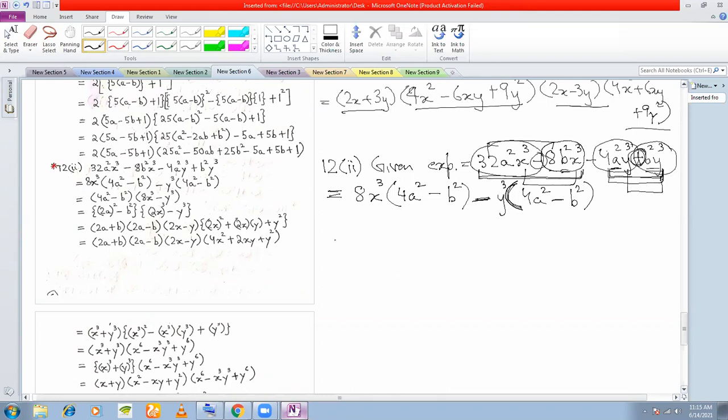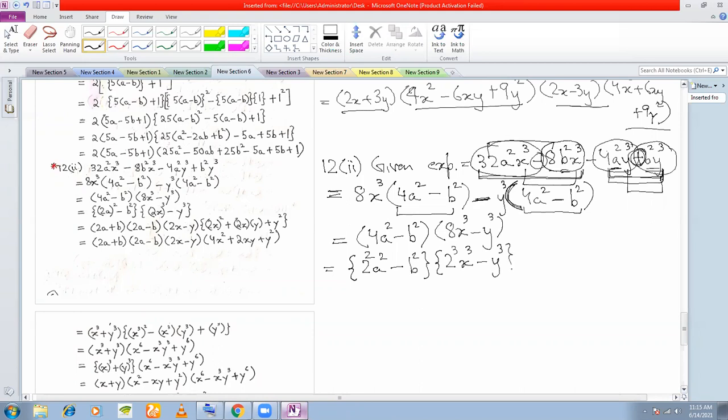Okay. So now what happens? You see, I'm getting 4a square minus b square here, 4a square minus b square here. So I take out 4a square minus b square. So what am I left with? I'm left with 8x cube minus y cube. Now look at the first part. The first part is the difference of 2 squares, because 4a square can be written as 2 square a square minus b square. And the second part here can be written as 2 cube x cube minus y cube. Now this can be written as 2a whole square minus b square. And this can be written as 2x whole cube minus y cube.